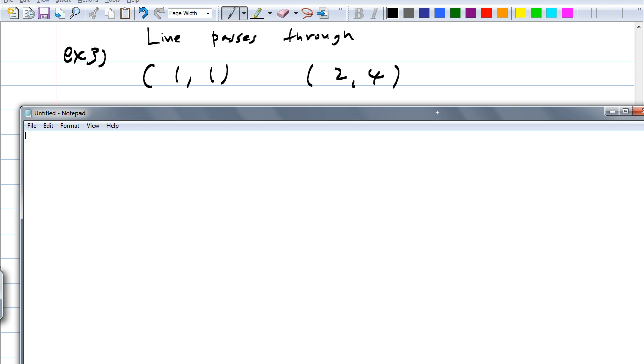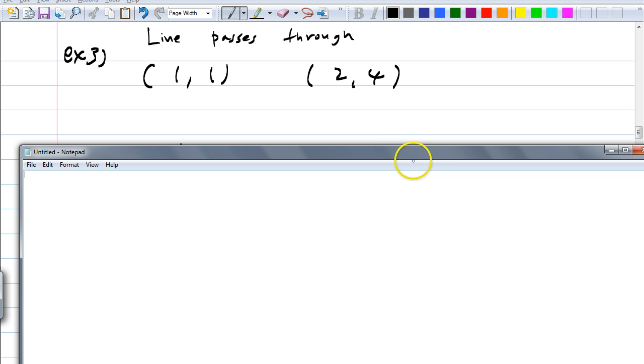Now they give you slope in a sort of a creative way. They just give you the 2 points. So they want you to come up with the equation of the line that passes through these 2 points: (1, 1) and (2, 4). When they give it to you this way, all you have to do is find the slope, right? You know how to find the slope, right?